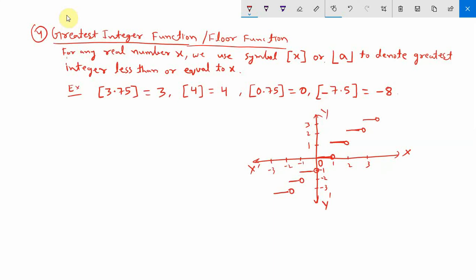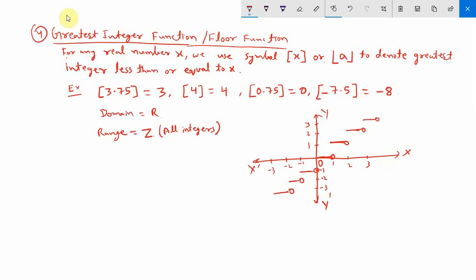So what will be the domain and range of this function? Clearly, if we see the graph, the domain is the set of all real numbers. So domain equals R. And what is the range of this function? The range will be all integers. Okay. So we can write Z, all integers. Okay.